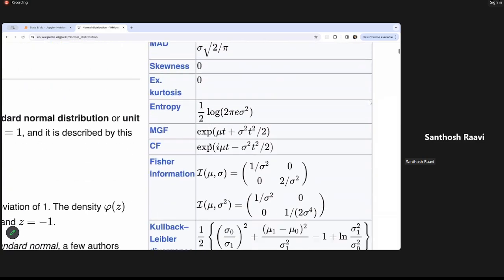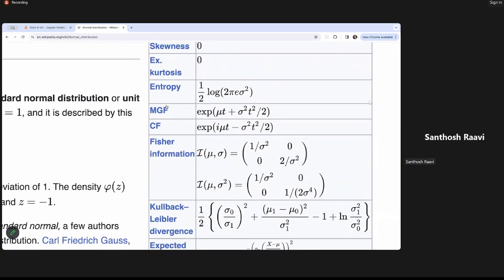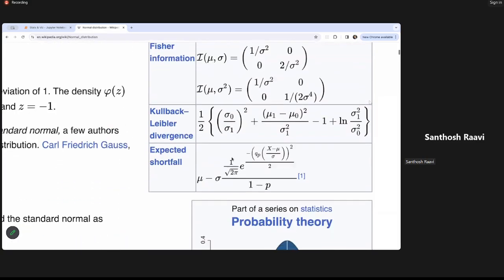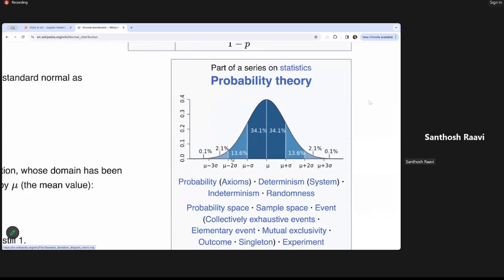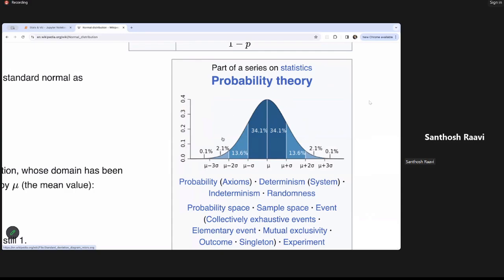Okay, that's the thing. We will see about the kurtosis, and entropy is not that much necessary. We'll see what a kurtosis is. So this is how your distribution will look. This is an important graph to understand the standard deviation as well.